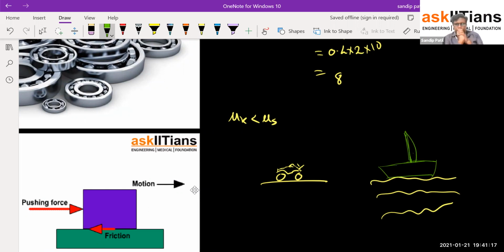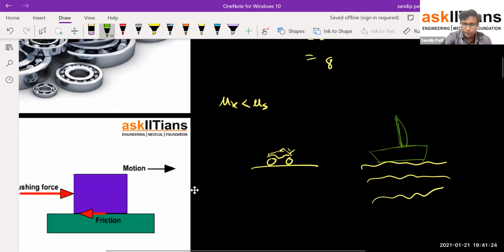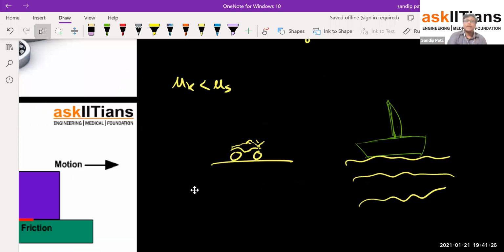Now, which will be easier to stop, a bike or a ship? What do we do if we want to stop the bike? We simply apply the brakes, very easy. What about the ship? If we just apply the brake, will the ship stop there as it is? The bike will stop at the exact point, or it will cover just a little distance after you apply the brake.